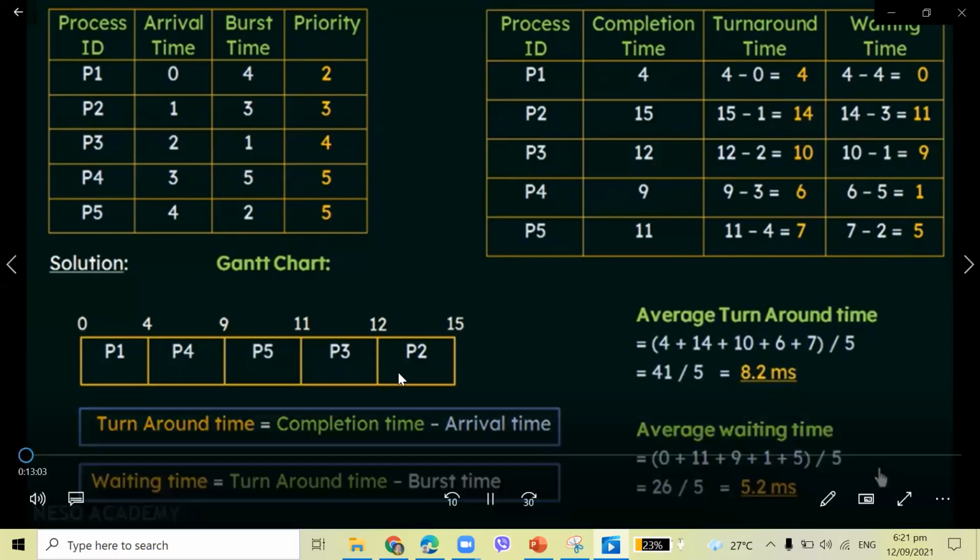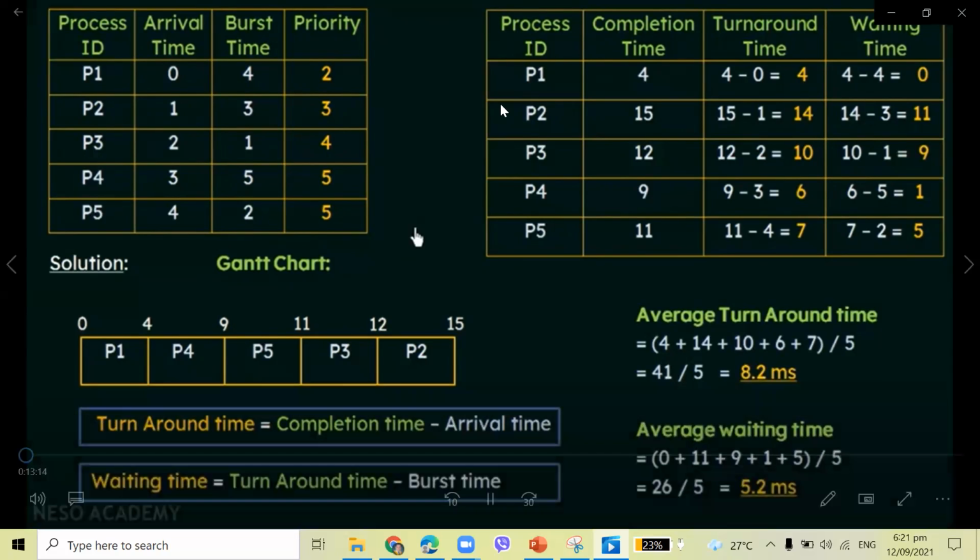So our question was to calculate the average turnaround time and the average waiting times for this set of processes when they follow a non-preemptive priority scheduling, and we have done that. So even here we see that the most important thing is to form the Gantt chart. And after you form the Gantt chart, if you remember these formulas, we can easily calculate the turnaround times and waiting times and calculate the final answer.